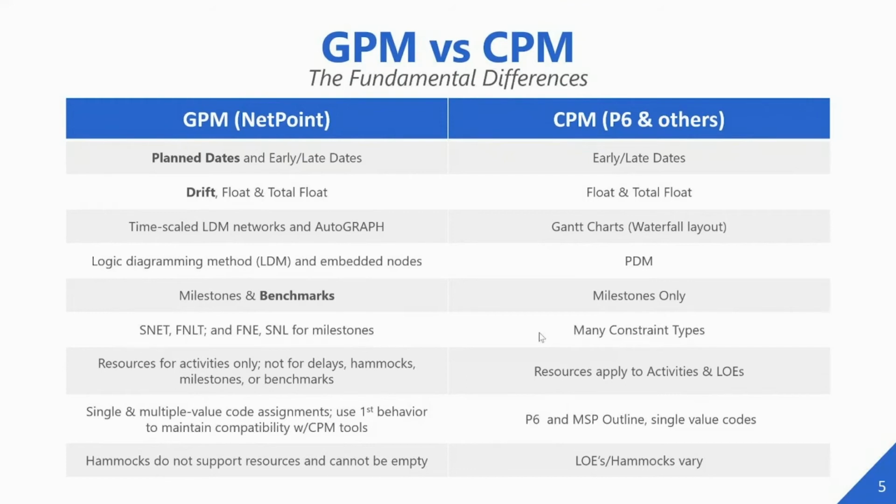One good way to do that in NetPoint would be to filter for activities which have a positive drift, and you can then constrain those activities with the positive drift to basically limit any movement in your schedule once you export it out into P6.